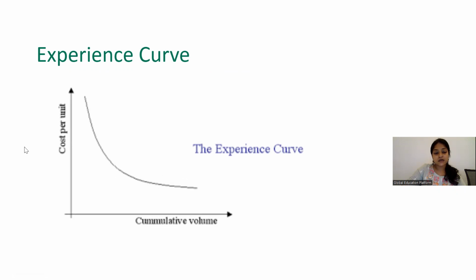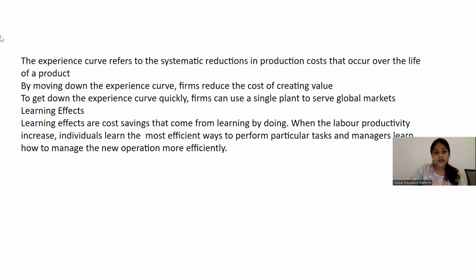Let's look at this. This is the experience curve, and it looks at the cost per unit and the cumulative volume. The experience curve refers to the systematic reductions in production costs that occur over the life of a product. So by moving down the experience curve, firms reduce the cost of creating value. To get down the experience curve quickly, firms can use a single plant to serve global markets, learning effects. So as you can see there, the single plant can serve the global market.